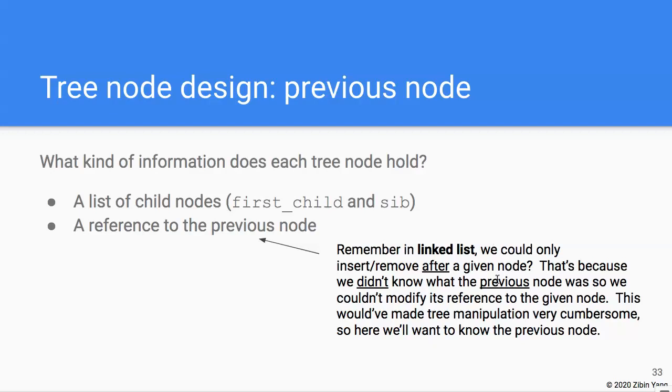And the reason for that is that if we, let's say, have a current node, and if we want to remove that current node, then we have to go back to the previous node that points to the current node and make changes to the previous node. But we did not have a pointer or a reference to the previous node from the current node in the case of linked list. So in the case of tree manipulation, if that's still the case, then it will really make a lot of things very, very difficult. Therefore, in the tree node, we are going to have a reference to the previous node.